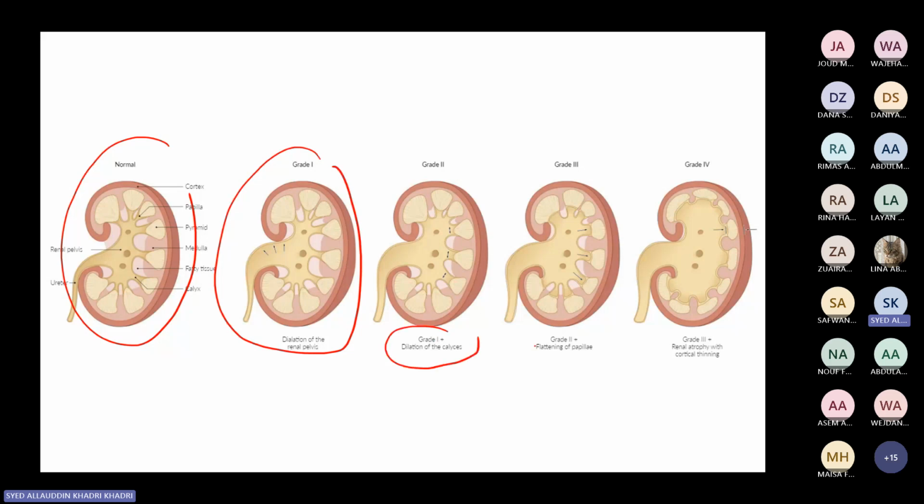Okay, and flattening. Now, these calyces will become flat. Flat, okay, flattening. And you can see grade 4 hydronephrosis, the renal atrophy. You can see slowly the renal atrophy occurs and thinning of the cortex occurs. So this is very important to understand. I'm trying to give you some photomicrographic representations such that it becomes a photomicrographic memory for you people.